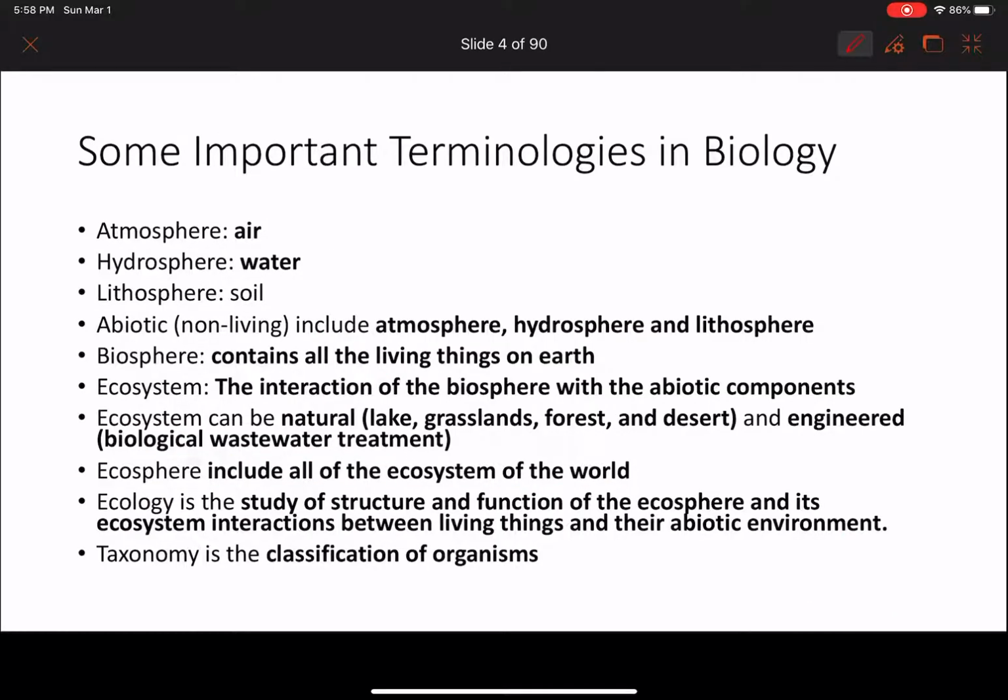Some important terminology if you read a biology book: they call the atmosphere air, water hydrosphere, and soil lithosphere. Abiotic, non-living, includes atmosphere, hydrosphere, and lithosphere. Biosphere contains all the living things on Earth. Ecosystem, which we use a lot, is the interactions of the biosphere with the abiotic component. Now, we know what is biosphere, which contains all the living things on Earth. What is abiotic? It's the non-living components: the atmosphere, the hydrosphere, and the lithosphere.